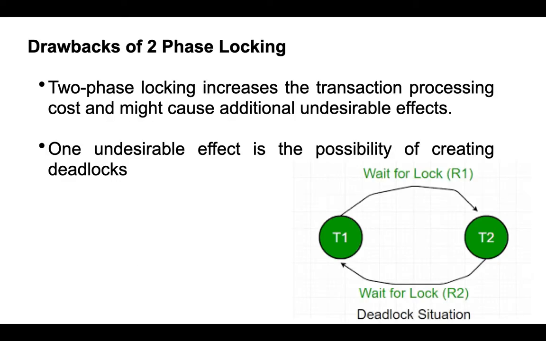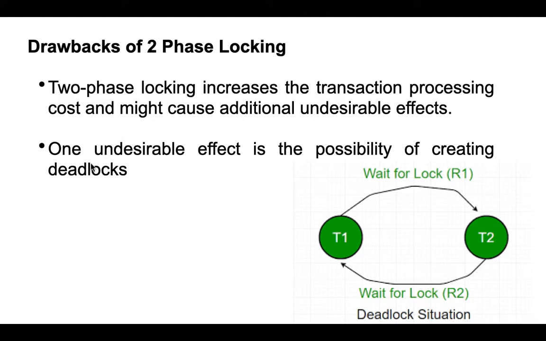Then there are certain drawbacks of the two-phase locking protocol. One is that two-phase locking increases the transaction processing cost, because we may have to wait a lot of time to acquire all the required locks. And when we lock and keep certain data items, those data items cannot be used by any other transactions. So there's time involved in this.